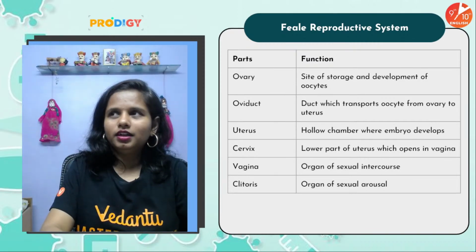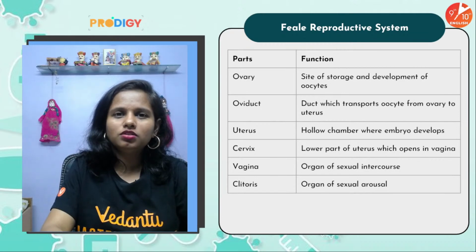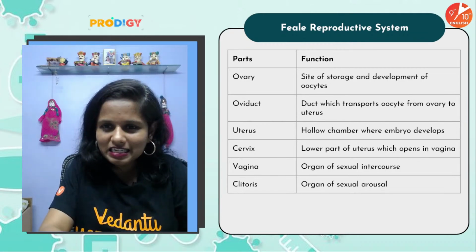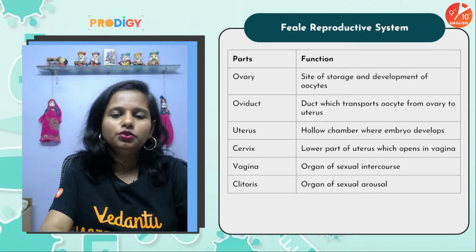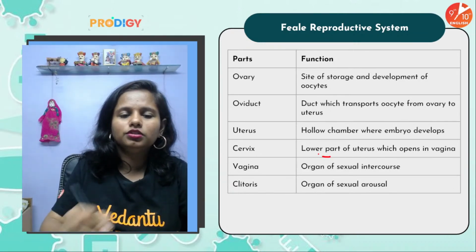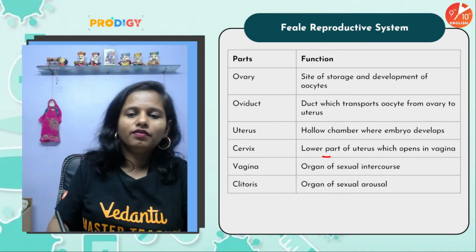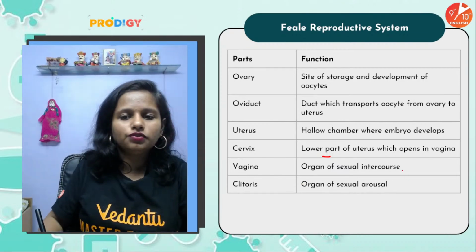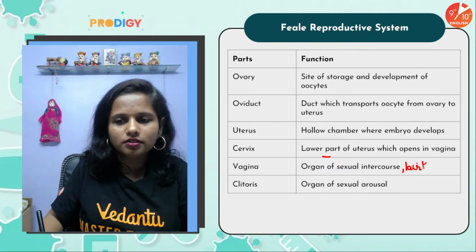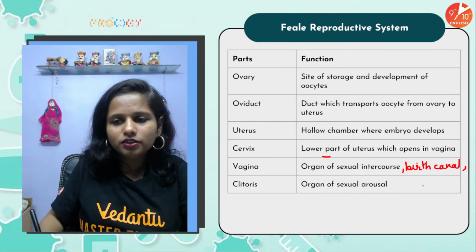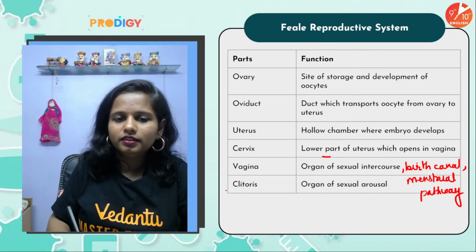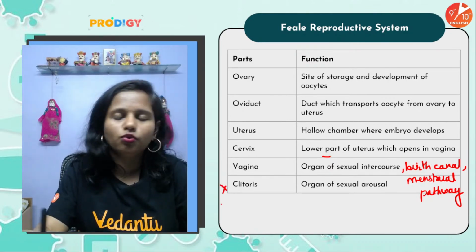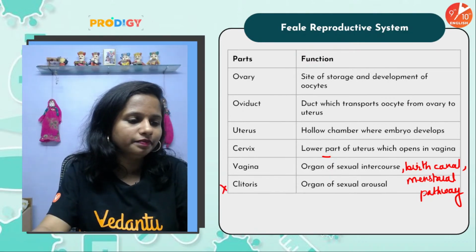The uterus houses the developing embryo during pregnancy. Cervix is the neck of the uterus, also known as the lower part of the uterus. It opens up into the vagina, a vaginal passage, an organ not just for sexual intercourse, but also called the birth canal, and it also serves as the menstrual pathway. The clitoris is not in the syllabus.